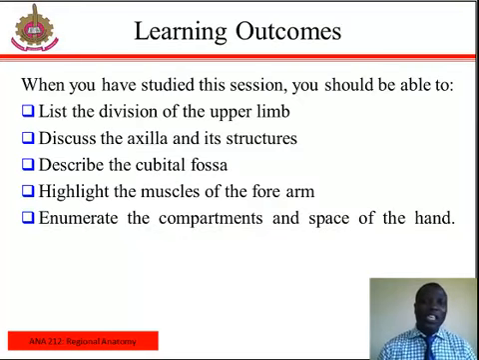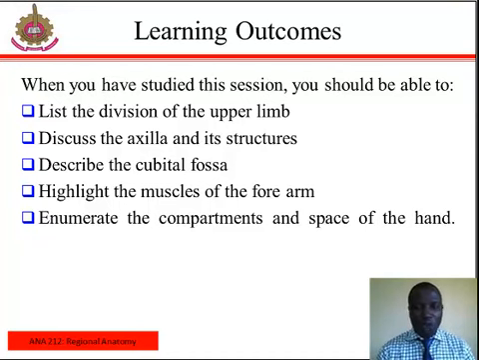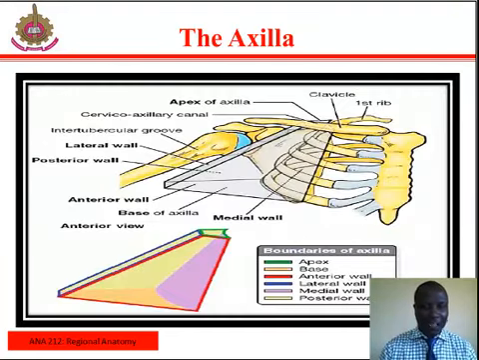When you have studied this section, you should be able to list the division of the upper limb. You should be able to discuss the axilla and its structures. You should be able to describe the cubital fossa. You should be able to highlight the muscles of the forearm, and lastly, you should be able to enumerate the compartment and space of the hand.